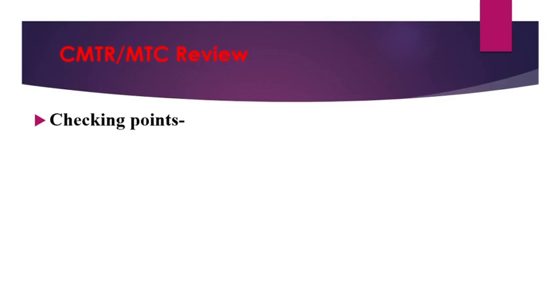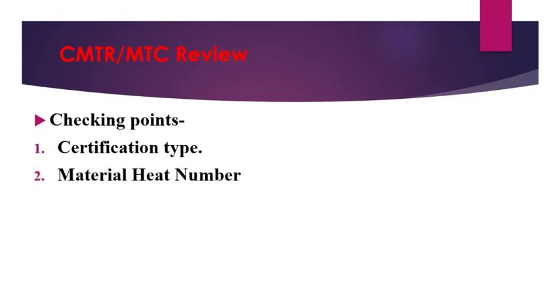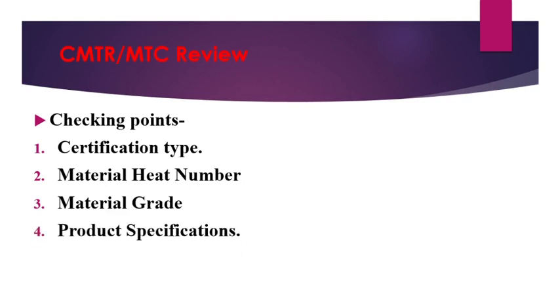Is all the information available or not in the MTC? Number one is the certification type. Then material heat number. You have to check in the MTC whether the material heat number is available or not. Then material grade, we have to check whether the material grade is available or not. Then product specification. The MTC must have the product specification.